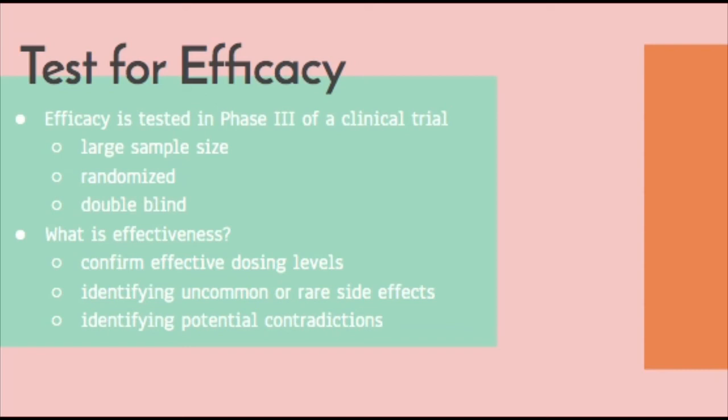In this phase, potential contraindications are also identified. Potential contraindications are health conditions, like an allergy, that could cause a patient to have a bad reaction to the vaccine. By figuring out dosing levels, side effects, and potential contraindications, researchers are able to figure out the effectiveness of a vaccine.